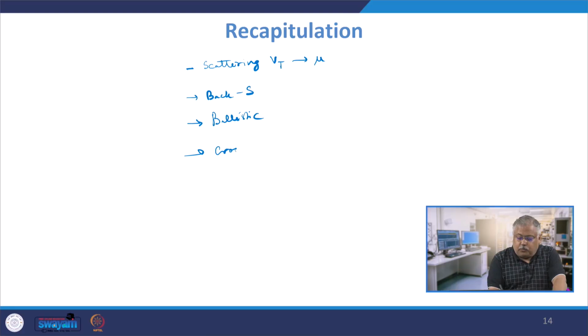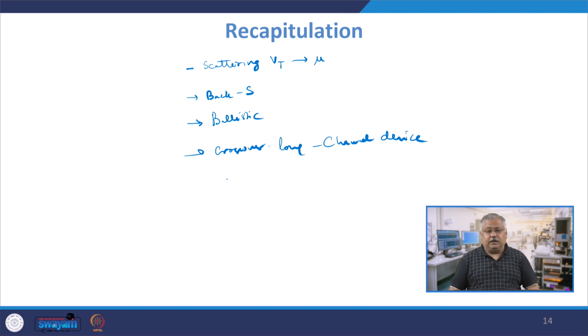So let me recapitulate what we did for the last half an hour in this lecture. We tried to look into the various scattering mechanisms, right, and how they influence the threshold voltage and the mobility. Then we looked into backscattering, then what is known as ballistic phenomena, and then the crossover point for the long channel devices, and what is the reason for this crossover point to happen, which is not available in the short channel device, right. So just think about all these things, and I hope you enjoyed this.